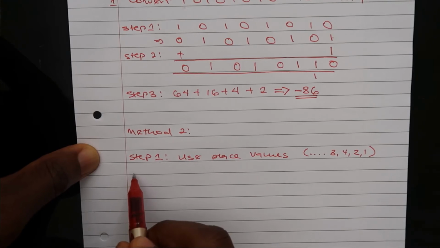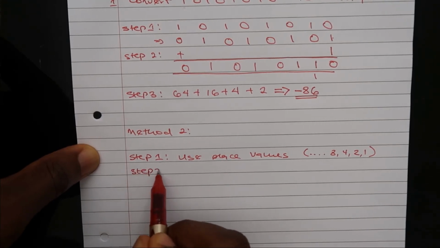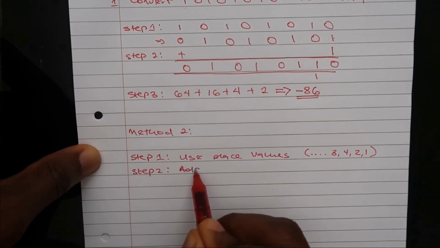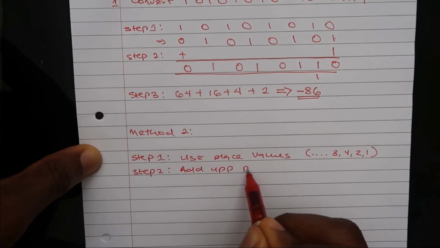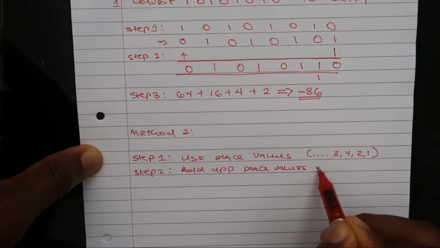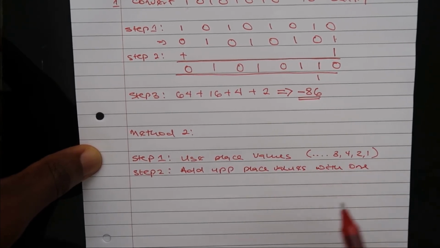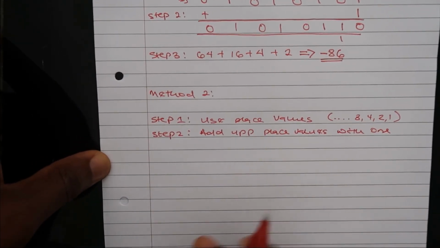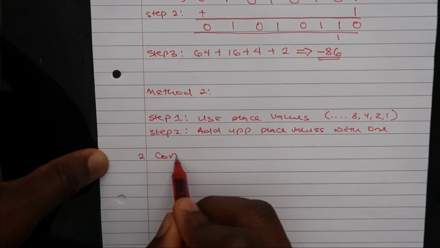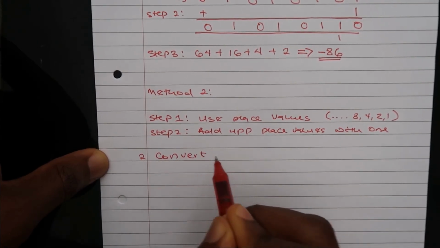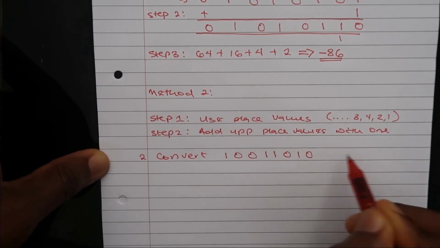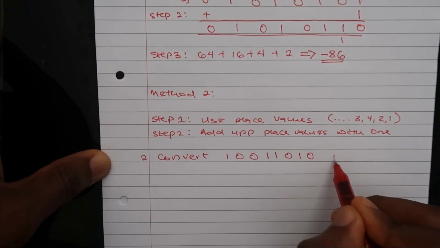And in step 2, all you have to do is just add up the place values again with the 1s. So what do I mean by that? In our second example, let's say you're asked to convert 10011010 in 2's complement to denary.